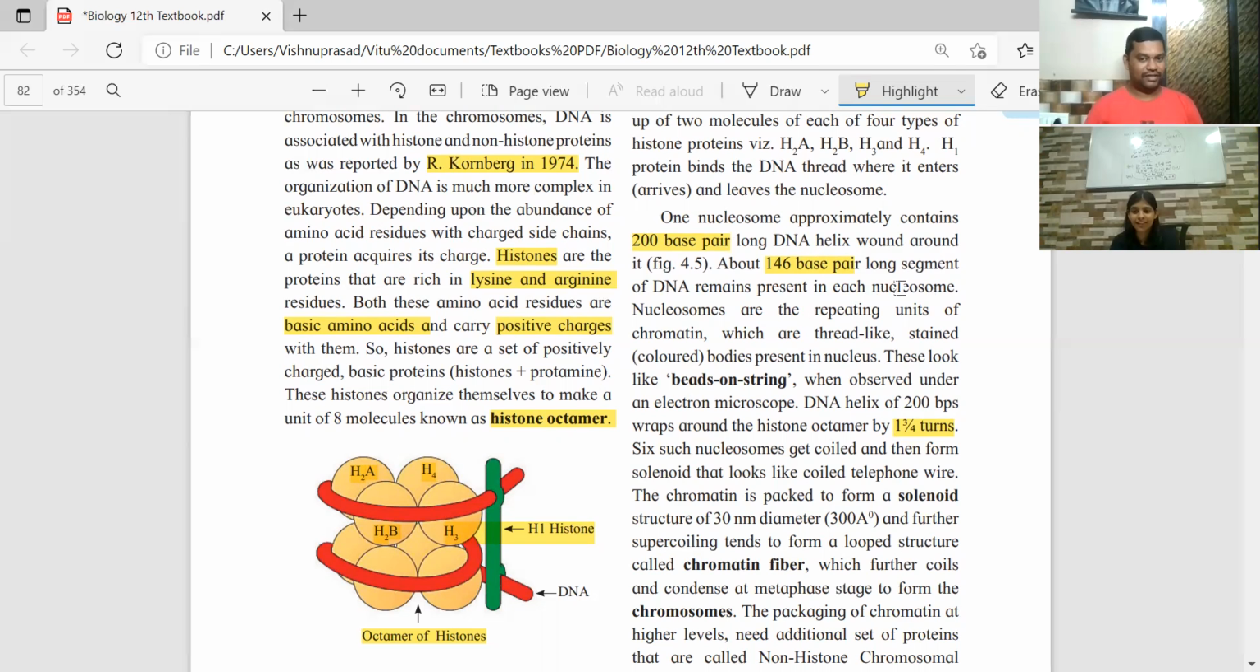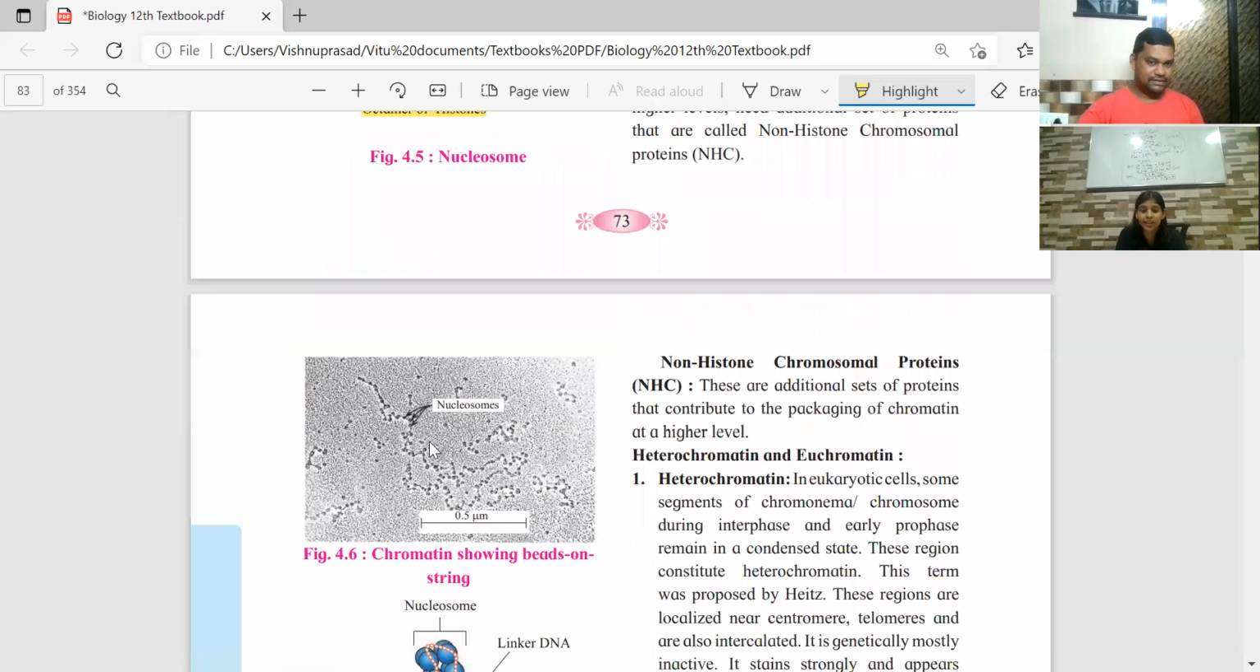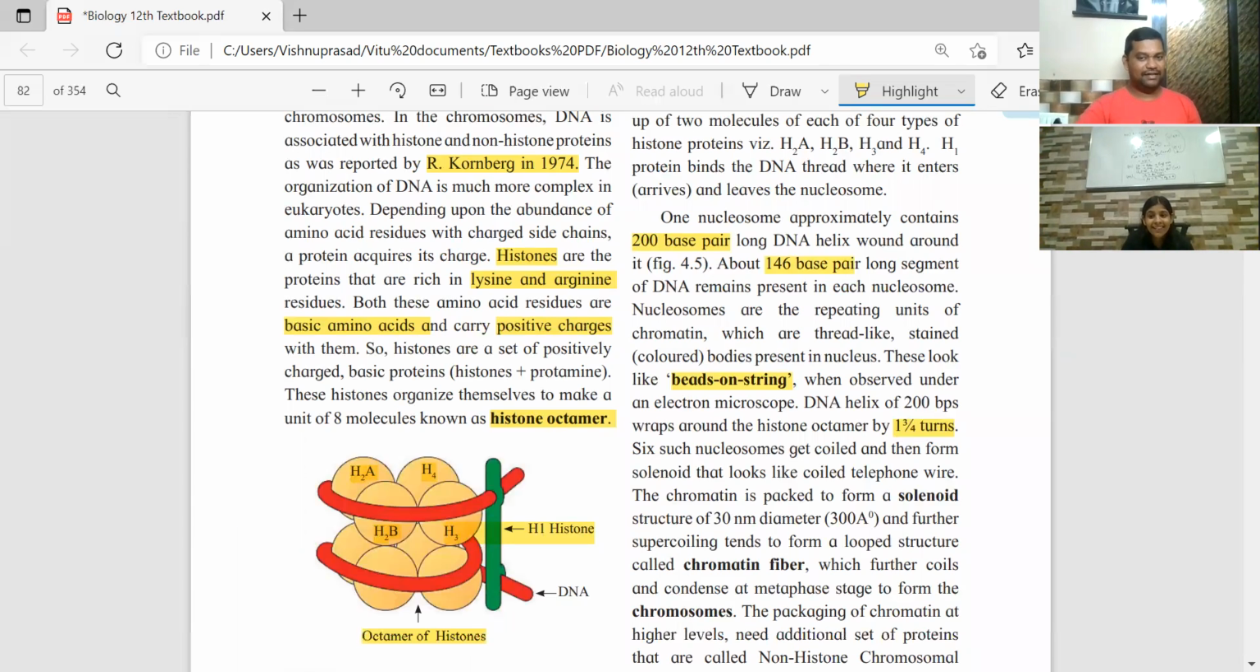That's why it gives rise to beads on the string model, which is seen under electron microscope. ये देखो. Beads on the string. ये दिख रहा है न्यूक्लियोसोम्स कैसे एकदम ऑरेंज. तो इस तरह से बीड्स एंड स्ट्रिंग बन के जो पूरा स्ट्रक्चर नजर आता है, which is seen under electron microscope, that gives rise to one chromatin.